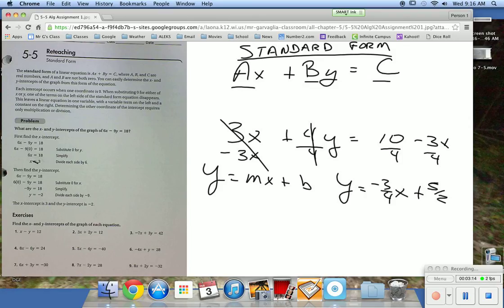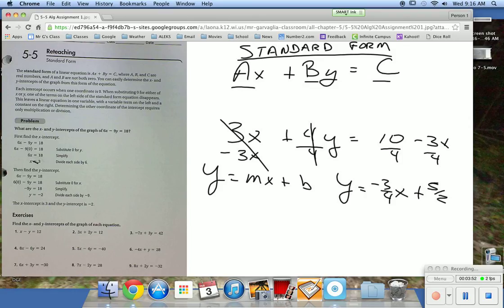The negative 3/4 x comes from dividing through by 4. First we subtracted 3x, and then we divided by 4 to get the y by itself. So it's 10/4 over negative 3/4. That's where the negative 3/4 came from. I just kind of switched them around. And the other one is 10/4, I just reduced it by taking 2 out of both of them.